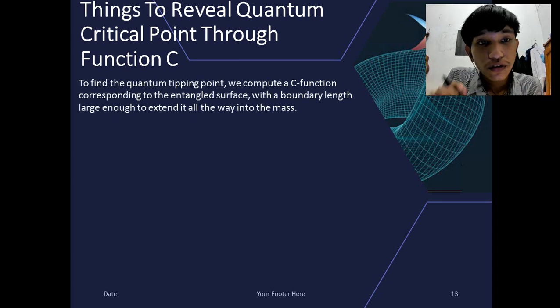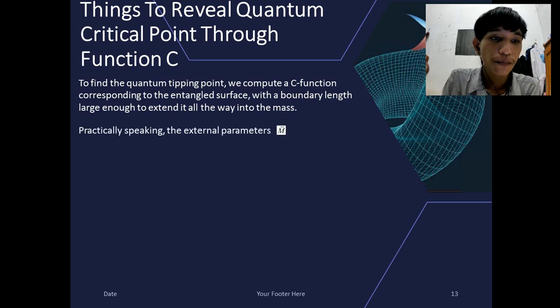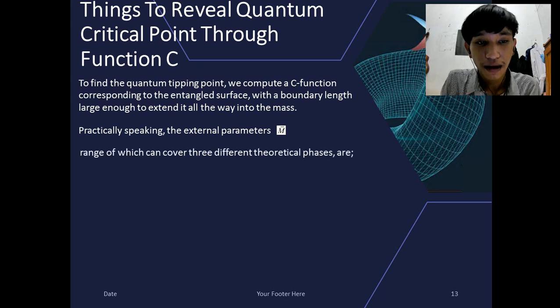To find the quantum tipping point, we compute the C functions corresponding to the entire surface, with the boundary length close enough to extend all the way into the mass. So practically speaking, the external parameter is M, the range of which can cover three different theoretical phases.